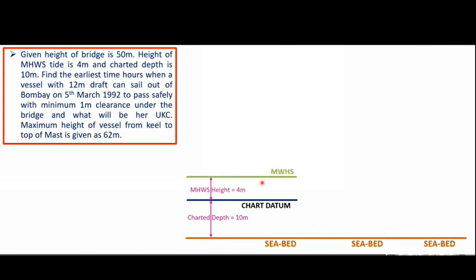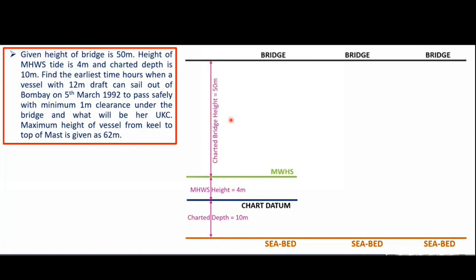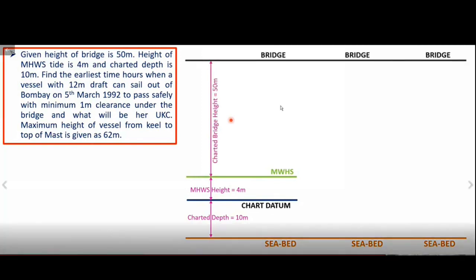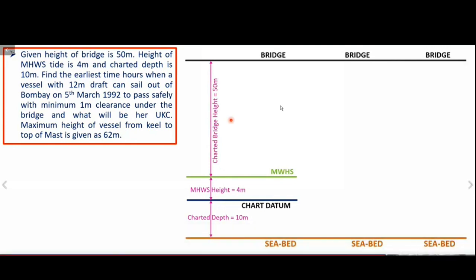Now, next we have the charted height of the bridge, which is 50 meters. And in Tide Video 1, we learned that all the charted heights and elevations are with respect to mean high water spring. So if we go 50 meters above the mean high water spring level, we shall get the bridge. So we go 50 meters above this, and what we get there is the bridge. Okay, so have a good look at the diagram, beta. Let me know any doubts up to here.